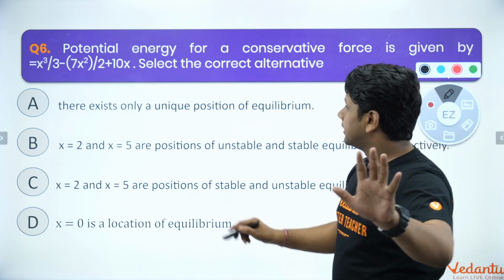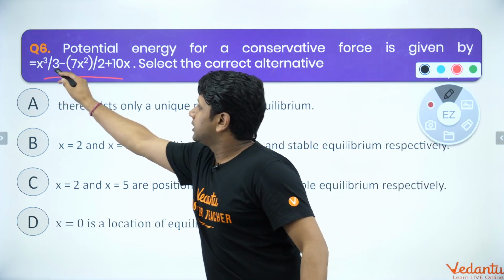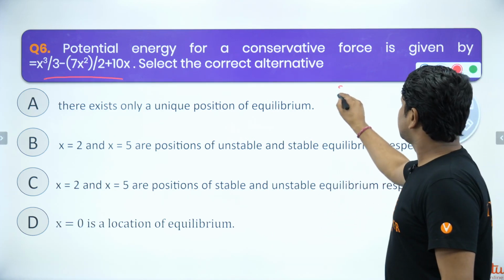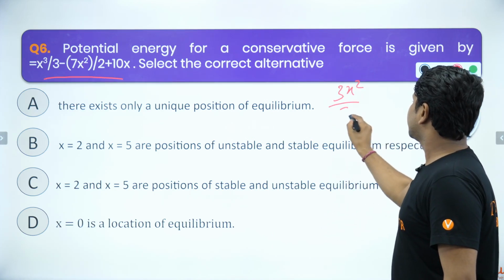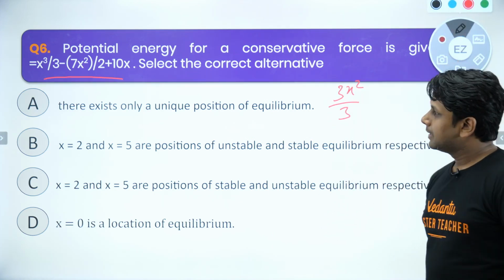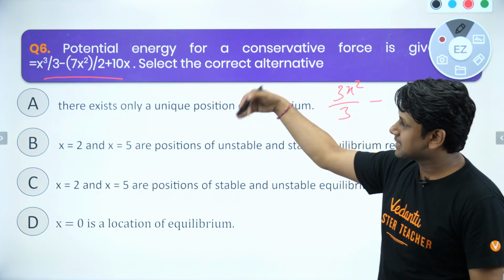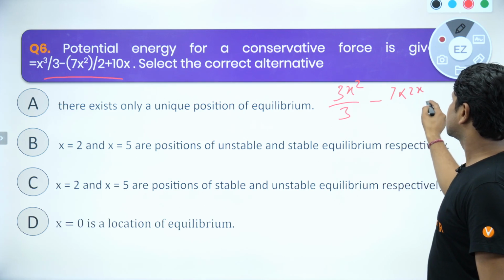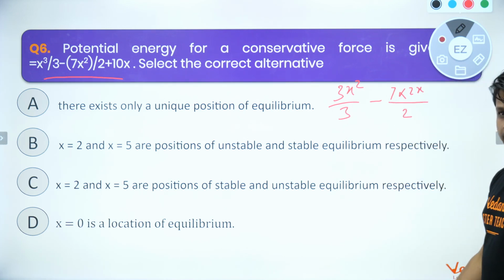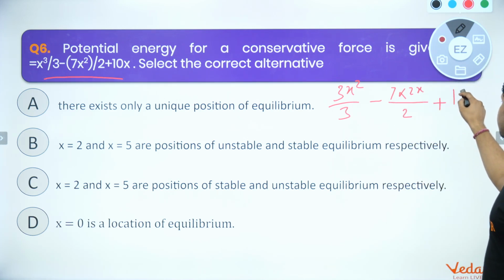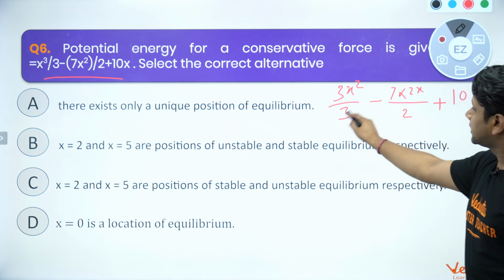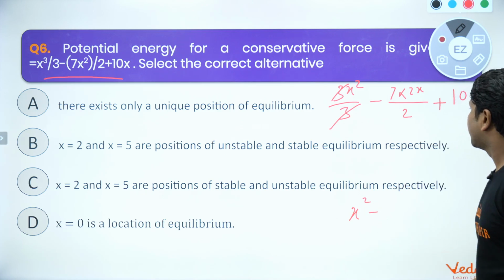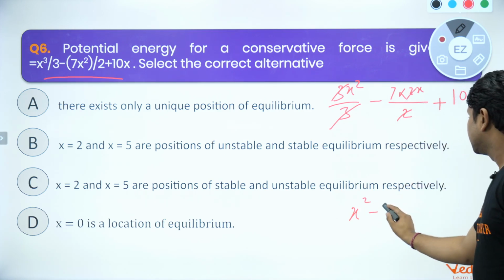ओके, डिफरेंशिएट करो इसको. If you differentiate it, x cube by 3 का differentiation will be what? 3x square divided by 3. समझ आ रहा है? Minus 7x square by 2. So it will be 7 into 2x divided by 2. ठीक है? And plus 10x का differentiation will be 10. अब ये 3 और 3 हो जाएंगे cancel. You will get the equation as x square minus 2 और 2 cancel.